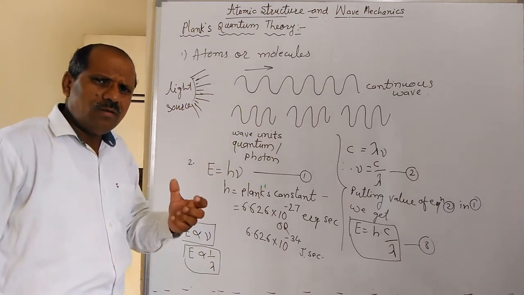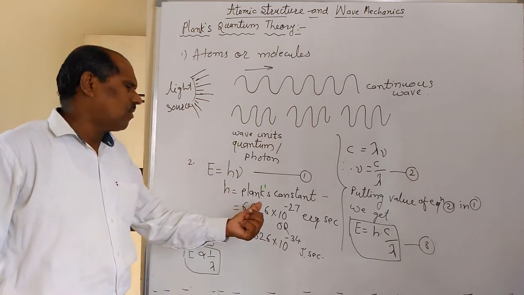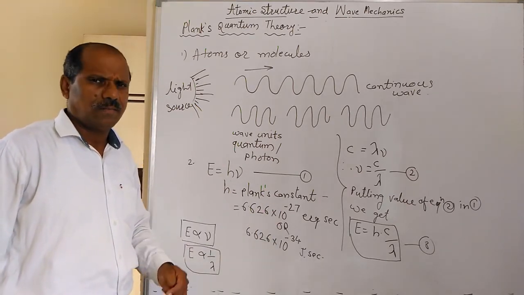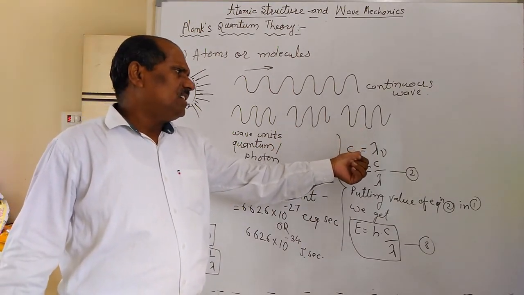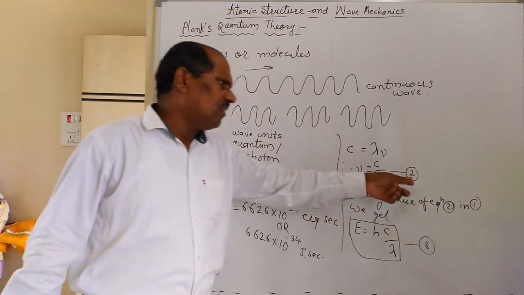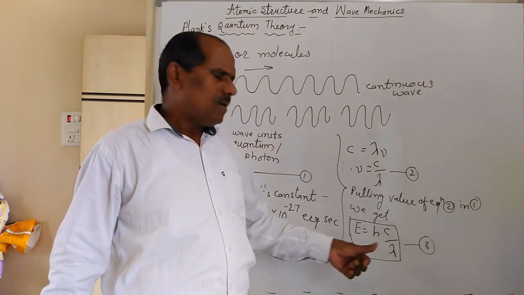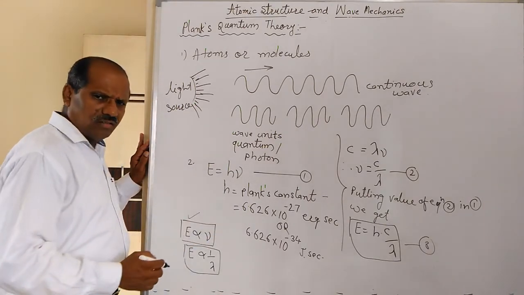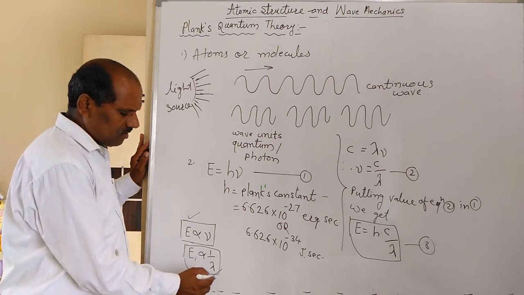Means whatever the energy of the photon, that is given by the equation h nu, where h is Planck's constant, 6.626 into 10 to the power minus 27 erg second, or 6.626 into 10 to the power minus 34 joule second. C is the velocity of light, that is C is equal to lambda into nu. Therefore, by rearranging nu is equal to C by lambda, then by putting the value of equation 2 in equation 1, the equation becomes E is equal to h into C by lambda. From equation 3 and equation 1, it is clear that energy of the photon is directly proportional to the frequency, or inversely proportional to the wavelength lambda.